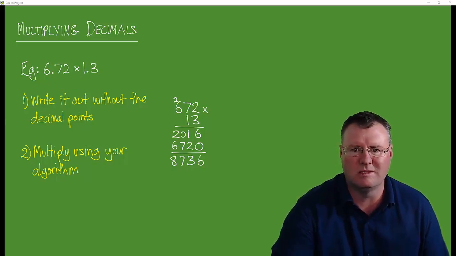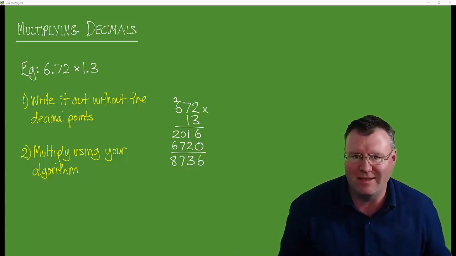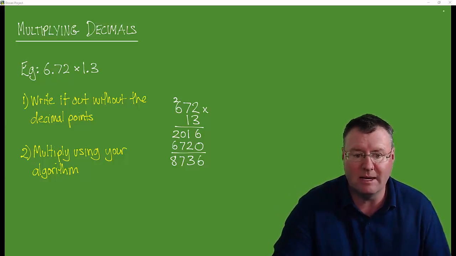Now that's too big because this number was just nearly 7. This number was nearly 1. 7 times 1 is 7. There's nothing like 8,000. But here's the main bit.